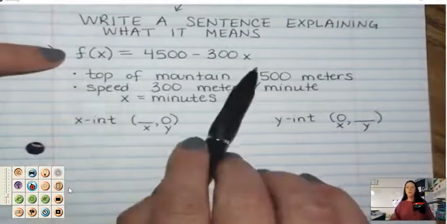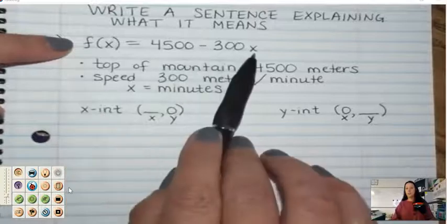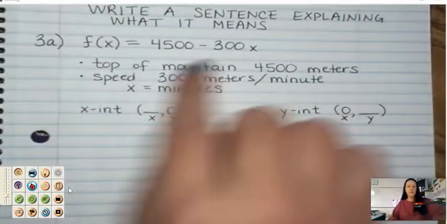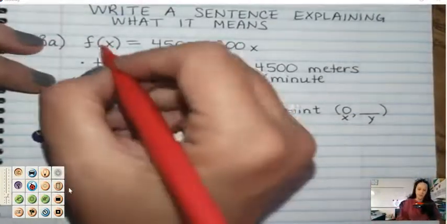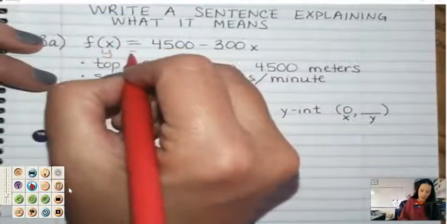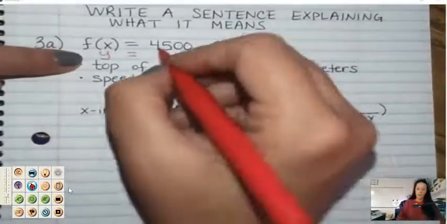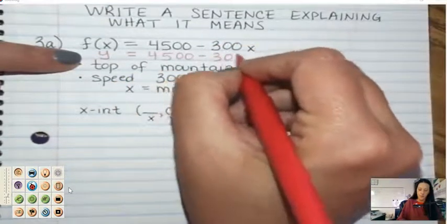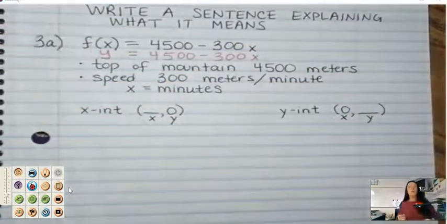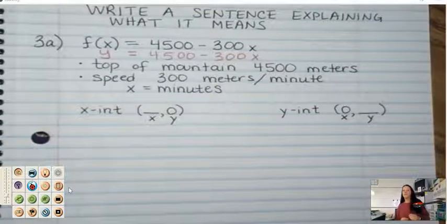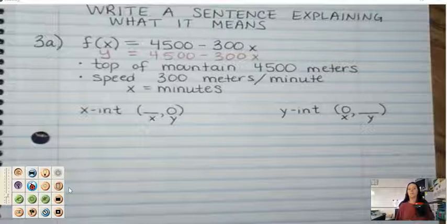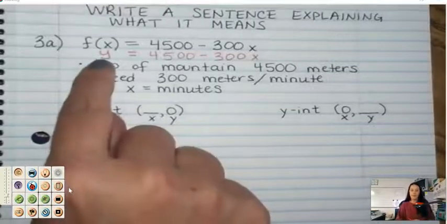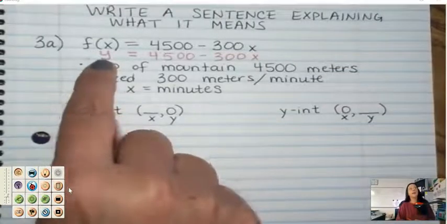Okay, the equation, it's in function notation. Remember, this is just a fancy way. F of x is just a fancy way of saying y equals, right? This really says y equals 4,500 minus 300x. If you don't know that, write that down. F of x is the same as just y. So when I go to do my x-intercept, don't forget that this is your y, the f of x.